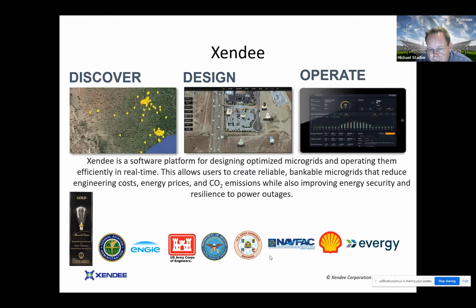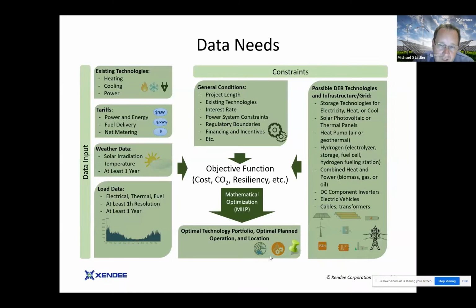And of course, we have utilities here, one of our investors also, and energy companies like Shell are working on this. Last year, we won the Edison Award in gold for critical infrastructure for the Xendee platform. And today, I really want to talk more about how to screen and do a basic design of a microgrid. This is also what I'm showing you in the demo later on.